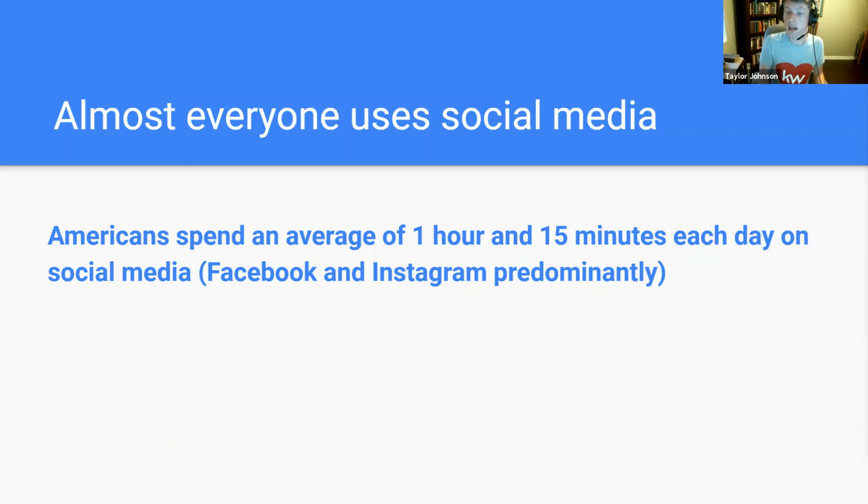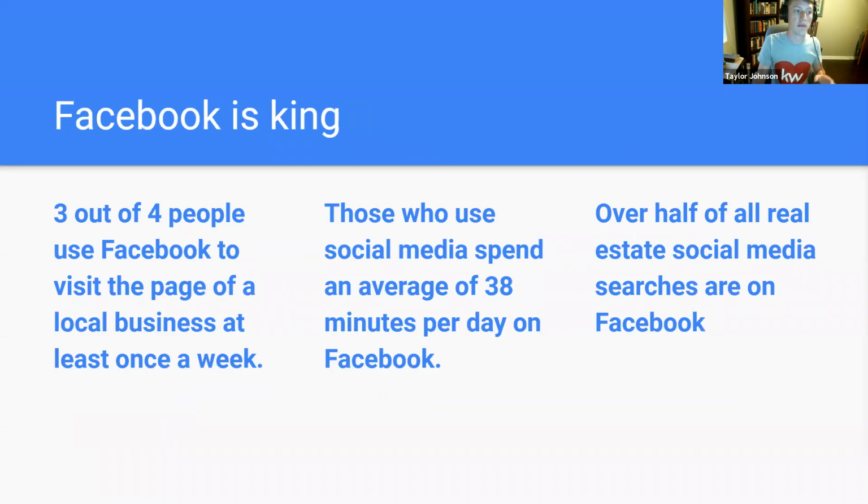We spend a lot of time on social media, whether it's for work or just for fun. An average of an hour and 15 minutes each day, and Facebook and Instagram are the predominant social media platforms. 3 out of 4 people use Facebook to visit the page of a local business at least once a week. We're starting to see the theme here. Mobile creativity is good. We want to make sure we're gearing things towards a social media platform, specifically Facebook. And that's why we're going to be talking primarily about that.